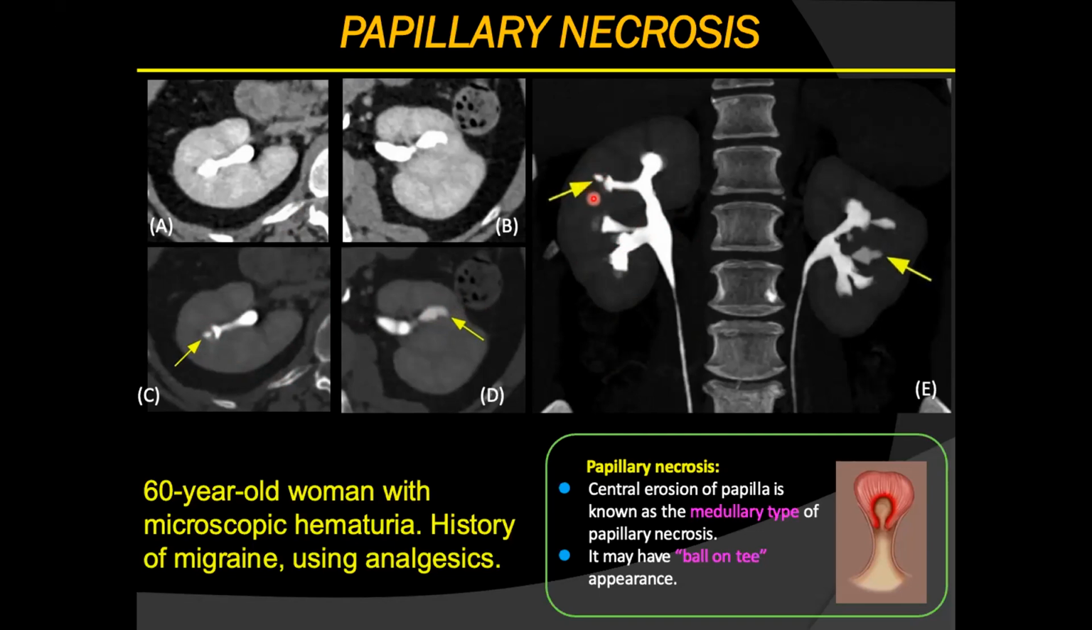And this is the classical ball on tee appearance in which you can see that there is a collection of contrast here. So again, this is very difficult to appreciate on the soft tissue window, and you need to use all your window width and all your ability to format these images to pick up the pathology.